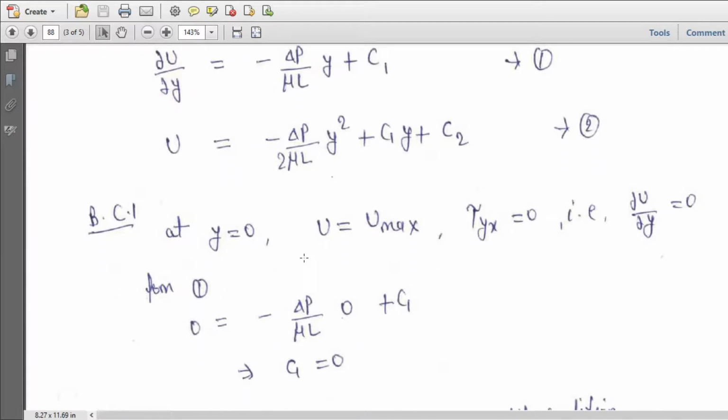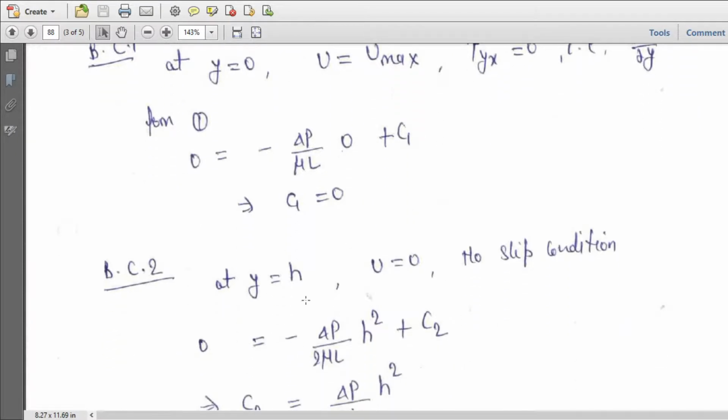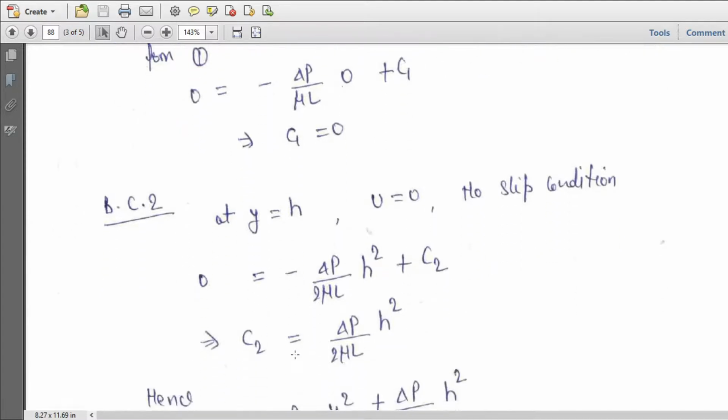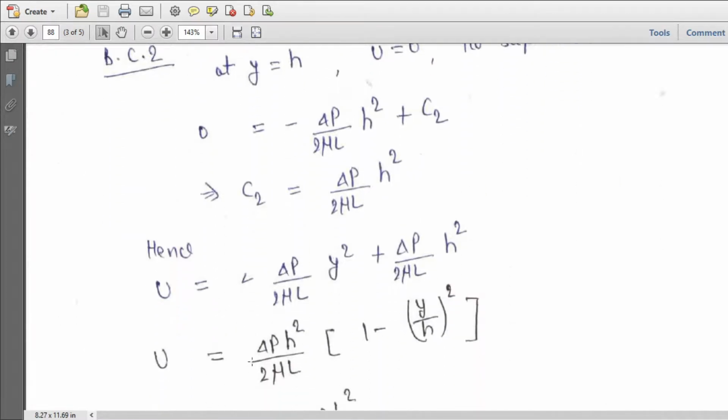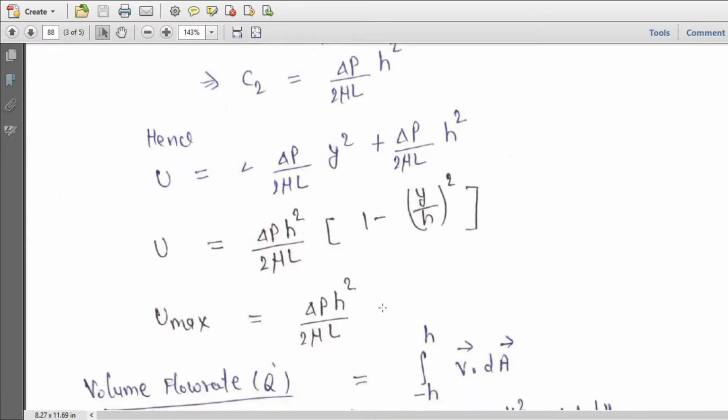Now the second condition, the no slip condition, at y equal to plus or minus h, u equals 0. So you will get C2 equal to delta P h square upon 2 mu L. We substitute that and get the expression of u as delta P h square upon 2 mu L into 1 minus y square upon h square. For maximum velocity, just substitute y equal to 0, so u max equals delta P h square upon 2 mu L.